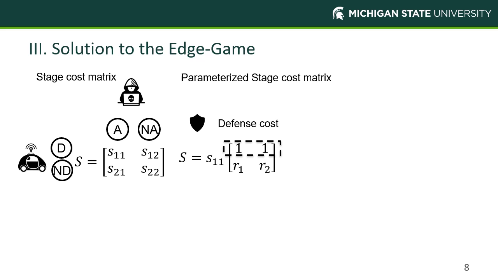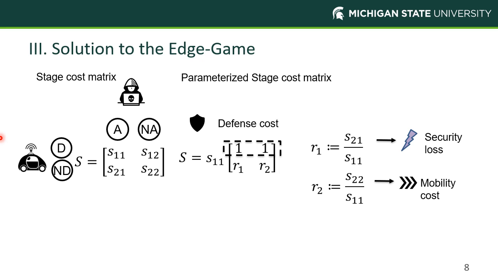S11 is the cost of defense, and we assume this is constant over the actions of the attacker. Basically, this means that the defender will have to pay a constant price for using a countermeasure if the attacker chooses any of its actions. R1 is the ratio of the security loss S21 to defense cost. S21 corresponds to an attack with no defense, that is, how much would the defender pay in case of security loss. R2, on the other hand, is the ratio of the mobility cost to the defense cost. The mobility cost is the minimum effort the defender expends on going from one stage to the next.